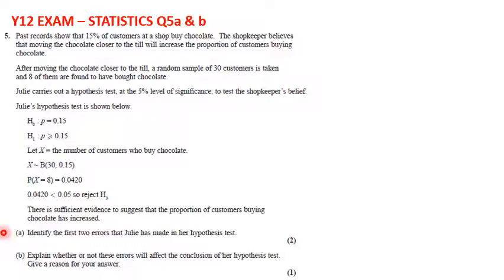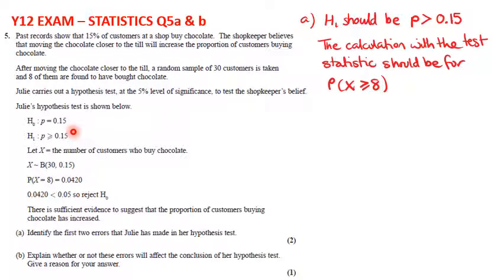So the first error is here in her alternative hypothesis. It should not be greater than or equal to, it should be greater than 0.15. Our null hypothesis is that P is equal to 0.15. The alternative hypothesis should be either not equal to or greater than or less than.